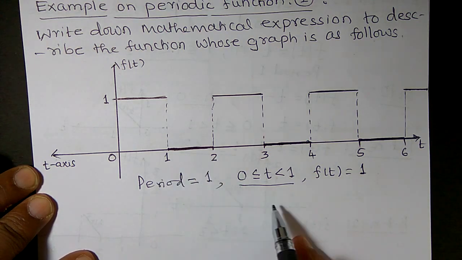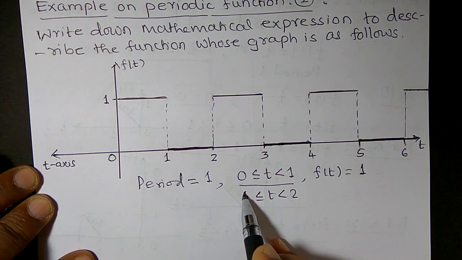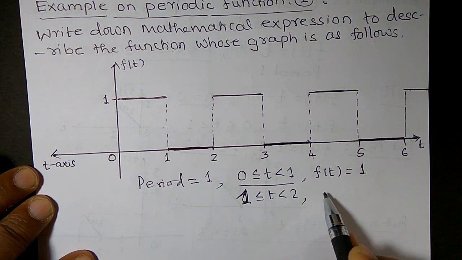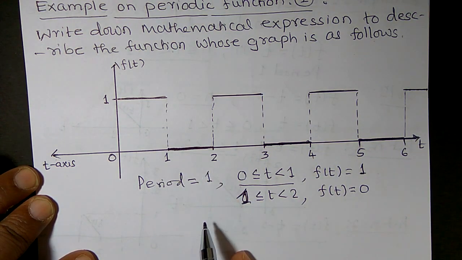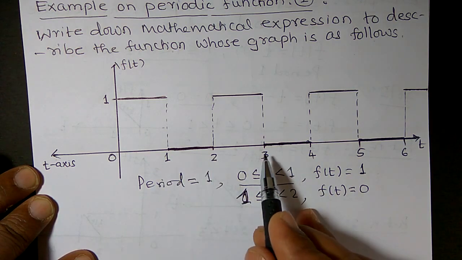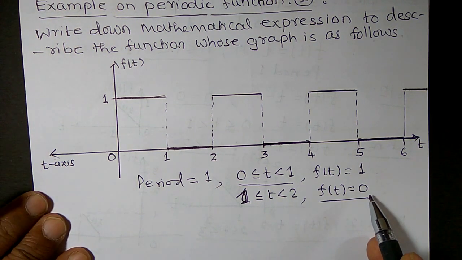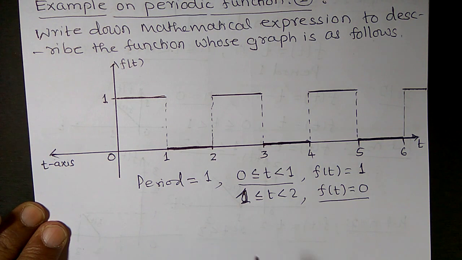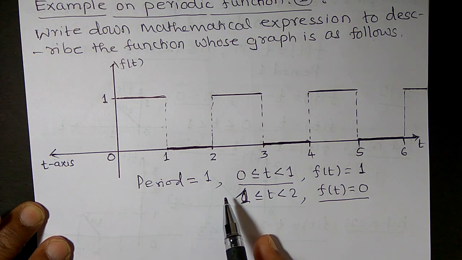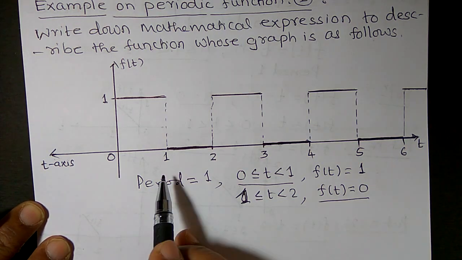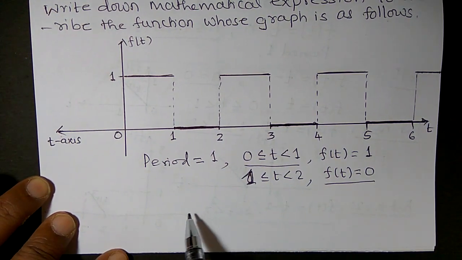For another interval, for example, 1 is less than or equal to t is strictly less than 2, what is the function in this interval? The function becomes 0. In the intervals 1 to 2, 3 to 4, 5 to 6 and so on, in all these cases, the function becomes 0. So it means the same thing will repeat for every period. Then the periodic function can be described for the given graph as follows.